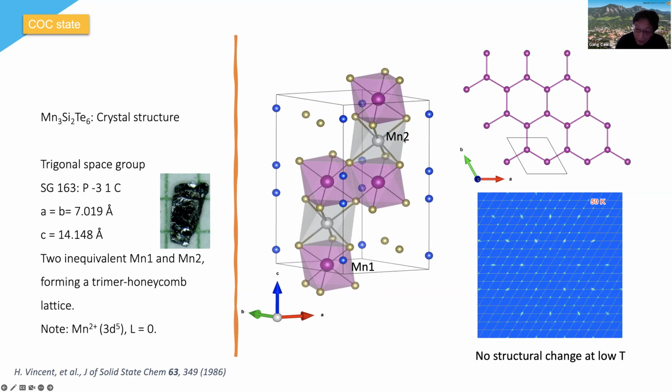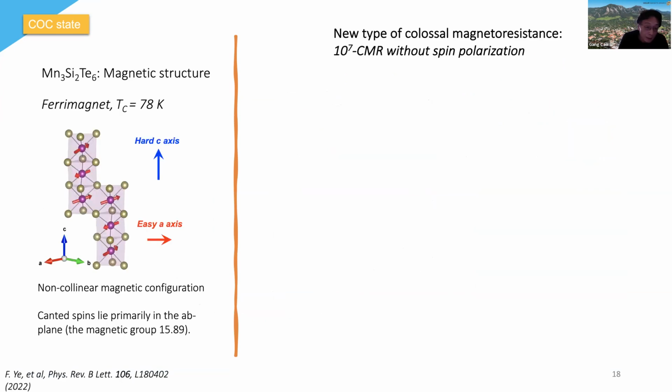Okay, so these are the basics of this material, and this is the structure, and these are the two different manganese sites. This is the honeycomb lattice, and our recent data also indicate that below the Curie temperature there is no structure change. This is the diffraction pattern at 50 Kelvin. And the magnetic structure of this material, this is very magnetic, and Tc is 78 Kelvin.